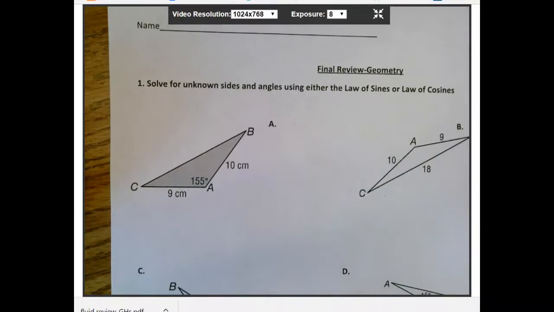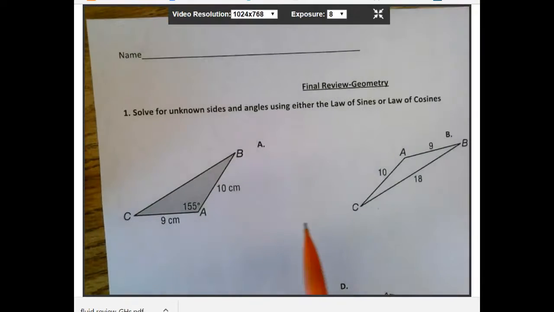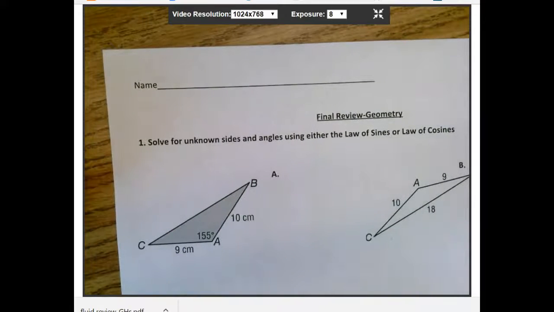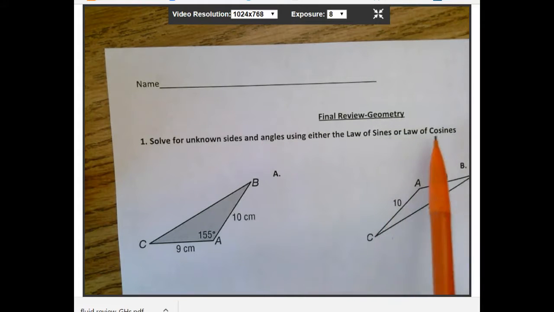Alright, so I'm going to show you how to do some of these problems from your review. You can check these out, see if you got the right answer. But here, this is number 1, and it's talking about solving unknown sides and angles using either the law of sines or the law of cosines.